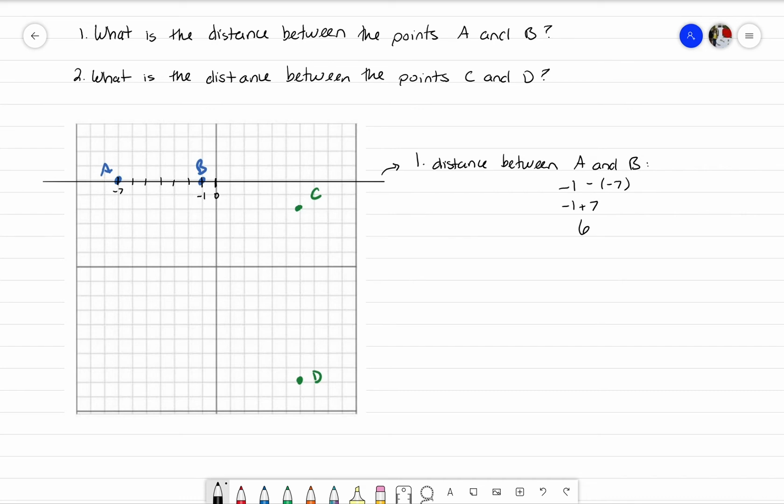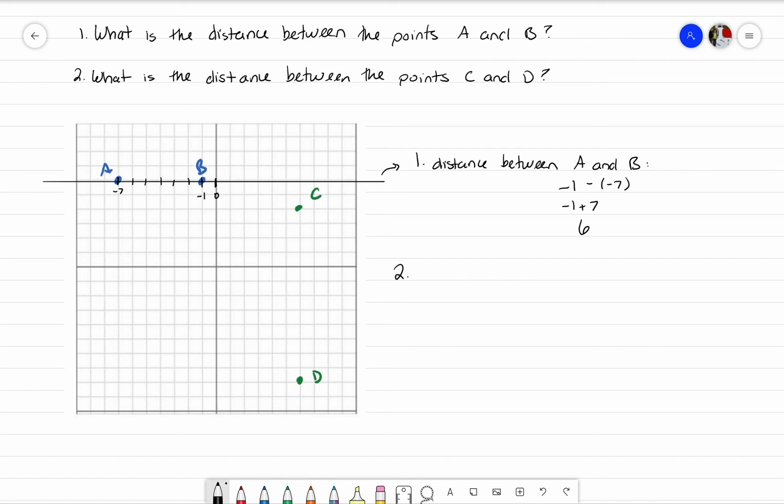If you want to check, you can go ahead and count the distance between those 2 points since they fall on a nice horizontal line. Let's look at the green pair. This one feels a little bit more complicated because they're not on the same horizontal line. I can't just draw that horizontal line to make a number line like I did for A and B.